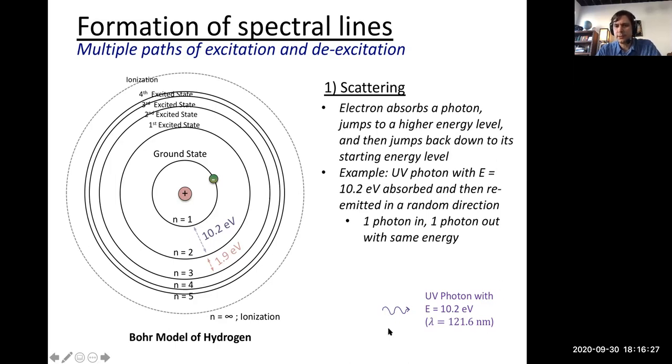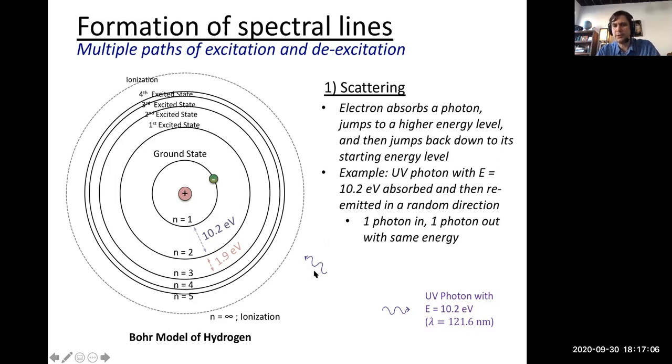So here I have just a graphic. What we're going to do is take a UV photon that has exactly the right amount of energy for the gap between the ground state and the first excited state, the amount of energy this electron needs to go from the n equals 1 to the n equals 2 state. This photon has a wavelength of 121.6 nanometers. You can go ahead and figure that out. The energy maps to the wavelength maps to the energy.